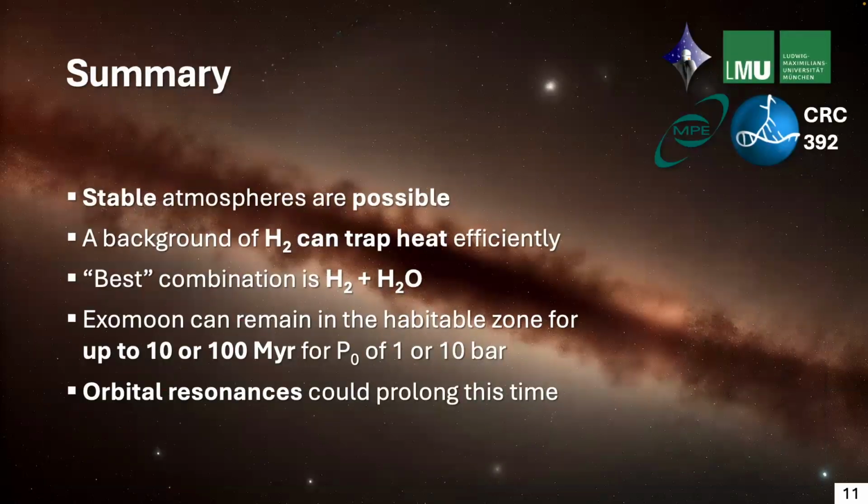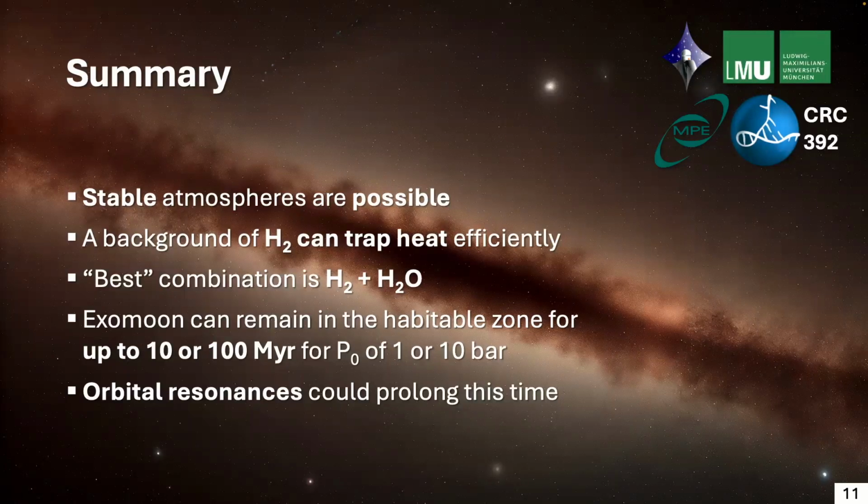And so yeah, it's a short summary. At least we see that a stable atmosphere is possible. We can see that the background of H2 can trap the heat most efficiently. The best combination was the hydrogen and water. And the exomoon can remain in the habitable zone for up to 10 or 100 million years for surface pressures of 1 or 10 bars.